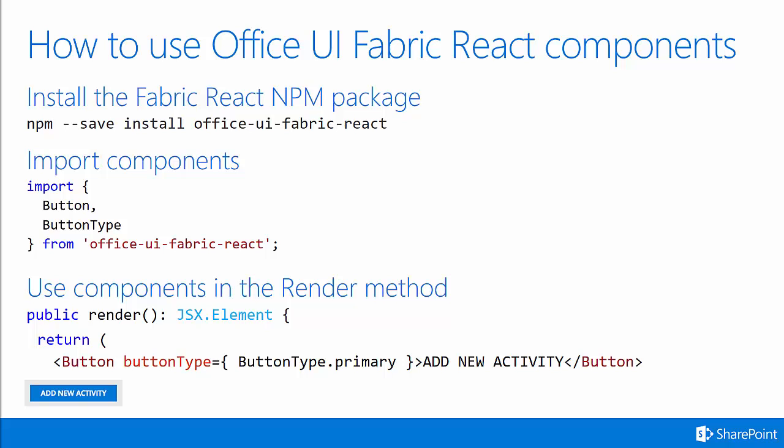So how do you go about using Office UI Fabric React components? It's pretty simple. First, you install the Fabric React npm package. You can see the command that does that here. After you've done that, you then import the components into your web part. This import statement is pulling in the button and the button type components, and then you use those components in your render method. Here you can see the button and button type used to create the Add New Activity button you see at the bottom of the slide.